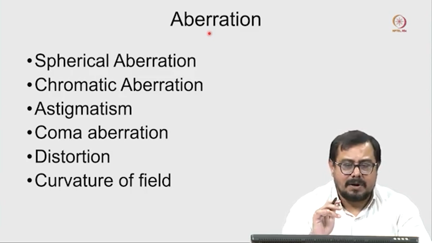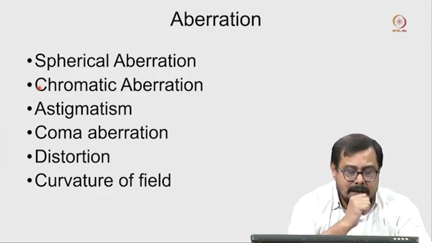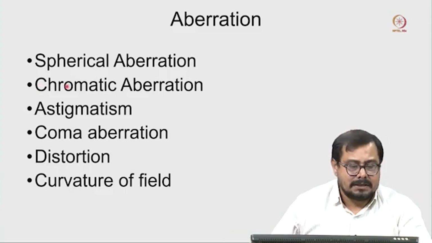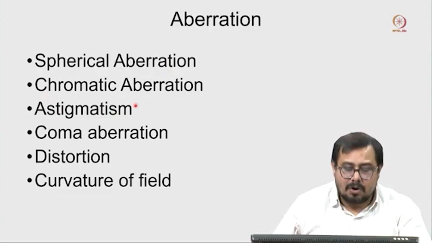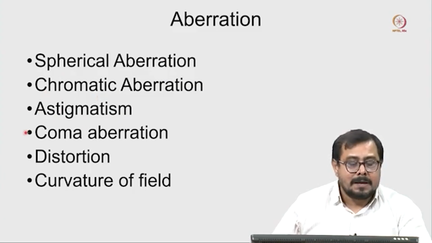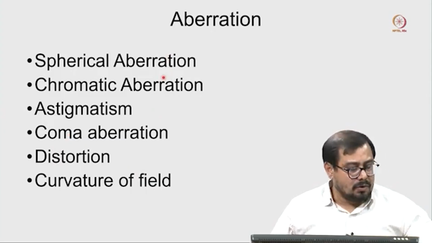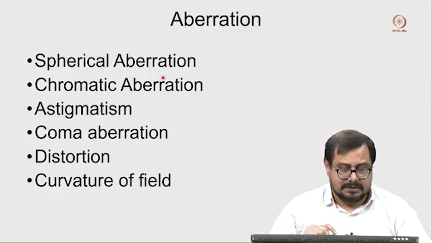So what kind of aberrations are there? Let's take a look. As I mentioned, there are 5 major aberrations we always consider. That is spherical aberration, then chromatic aberration, astigmatism, a term I used a couple of times, then coma aberration, distortion and curvature of the field. So let's take a look at how we can classify those aberrations.